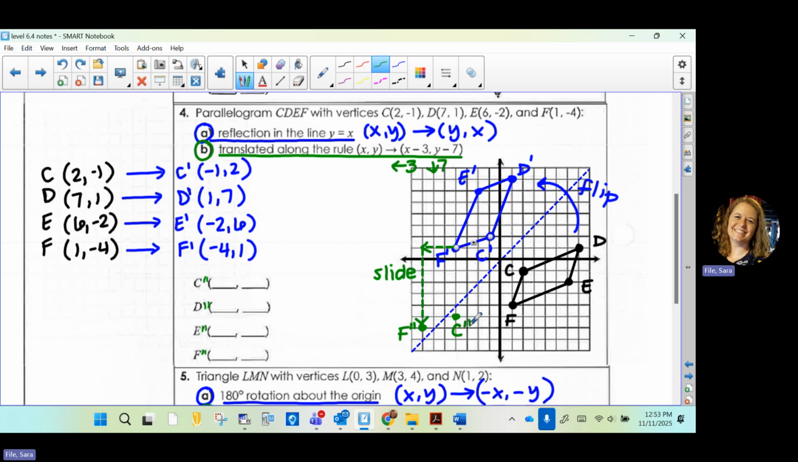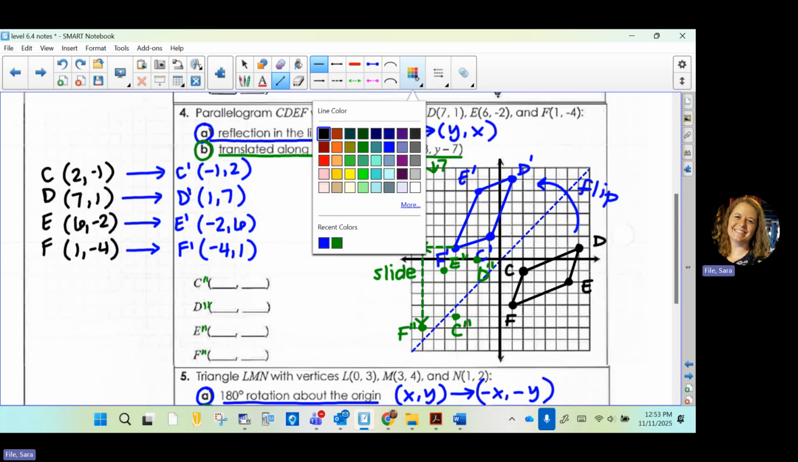So let's see, double prime. Or once you have one or two of them moved, remember you know the distance between C to D is over 2, up 5. You could do that from your new C. Go over 2, up 5, and there's your new D. Okay, D to E is left 3, down 1. So from my new D, I could go left 3, down 1. There's my new E. So you can do it that way as well.